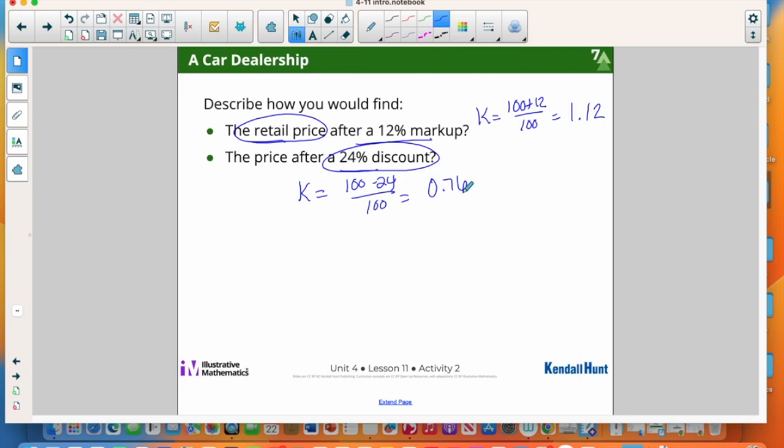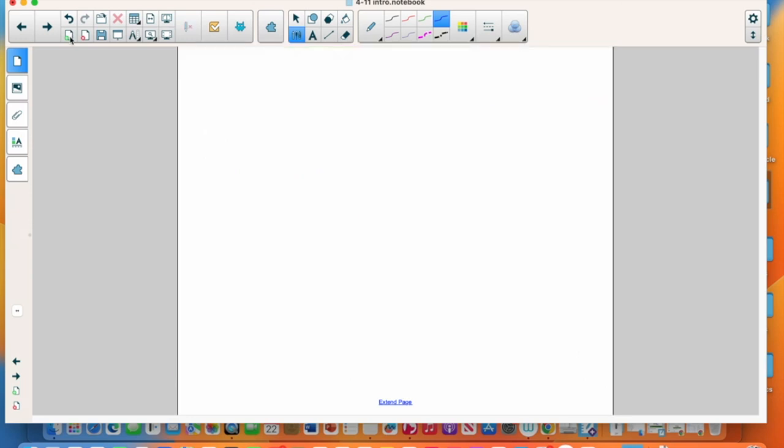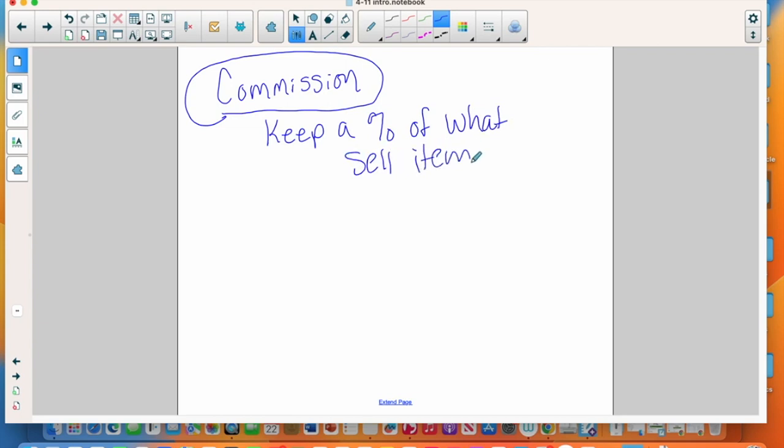Then we had another new word. We had the word commission. And commission, when people have a job where they sell things, they make a percentage. They get to keep a percentage of what they sell the item for. So that amount that they're keeping is called our commission.